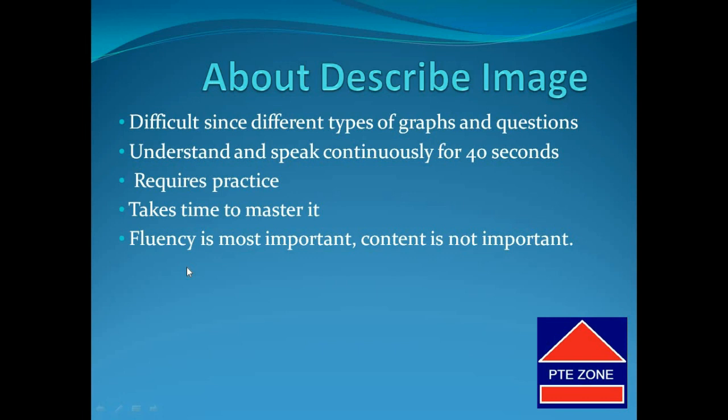So about the Describe Image section, it is considered to be the most difficult out of all the question types in the speaking section. The reason is that you need to speak continuously for 40 seconds while understanding the graph, and there are different types of graph. For example, there are pie charts, bar graphs, line graphs, processes, pictures, or maps. There are a lot of different types of graphs that you need to understand and speak about, giving an overview and also the conclusion and pointing out the main things.